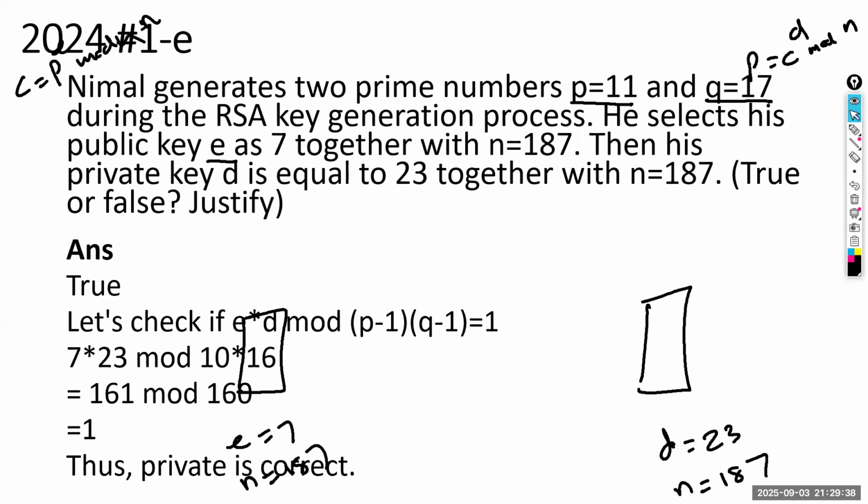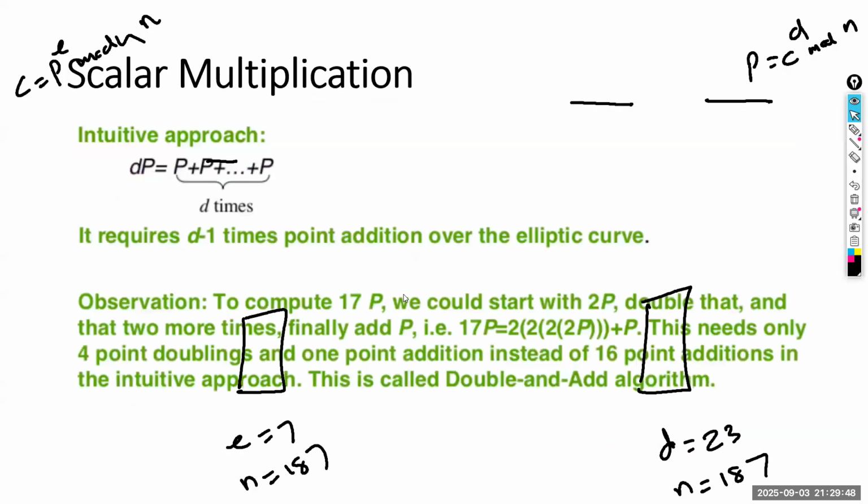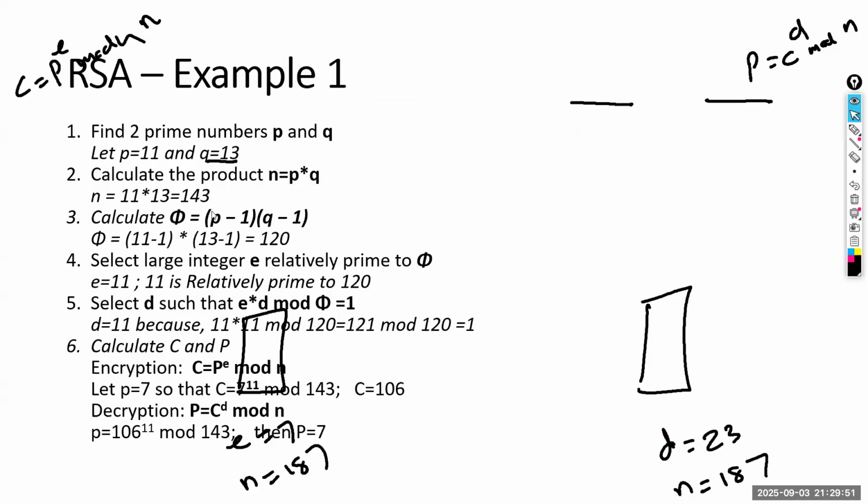So remember, let's get back to this. We calculate phi, which is (P minus 1) into (Q minus 1).